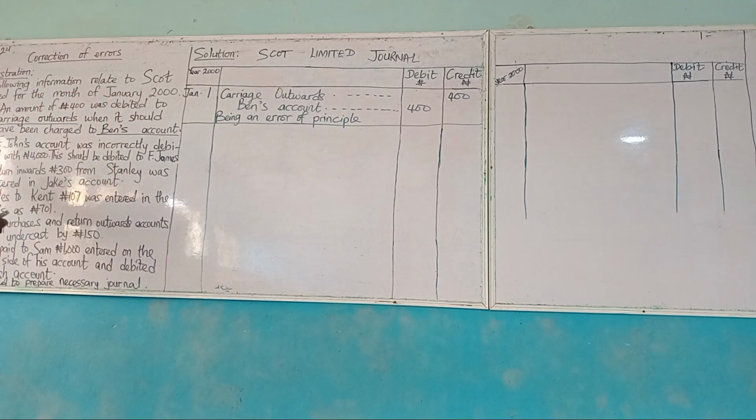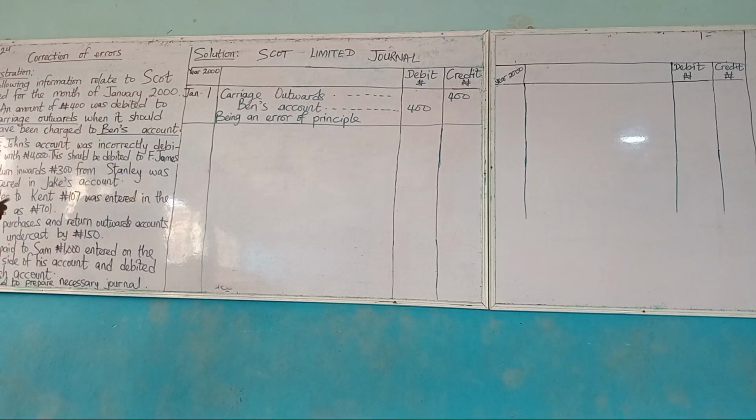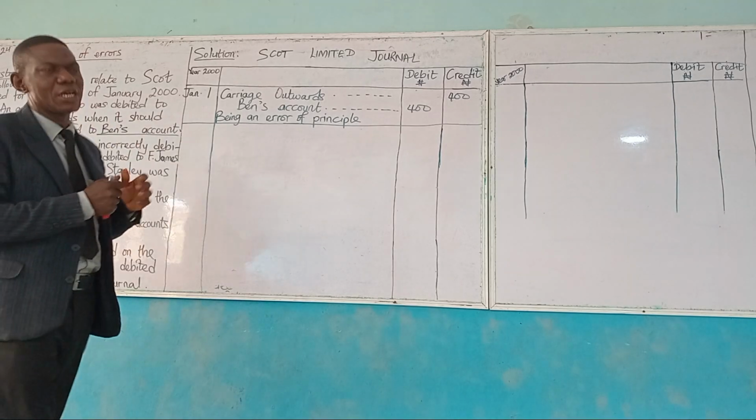Now let's go to the next transaction, which says January 4. It says F. John's account was incorrectly debited with 4,000 naira. Please take note of this. F. John's account was incorrectly debited with 4,000 naira, which should have been debited to F. James, but it was mistakenly debited to F. John's account. The name F. John was introduced here mistakenly into this Sports Limited book.